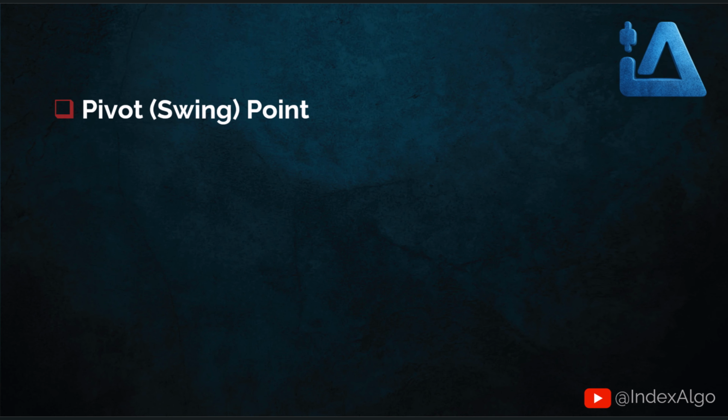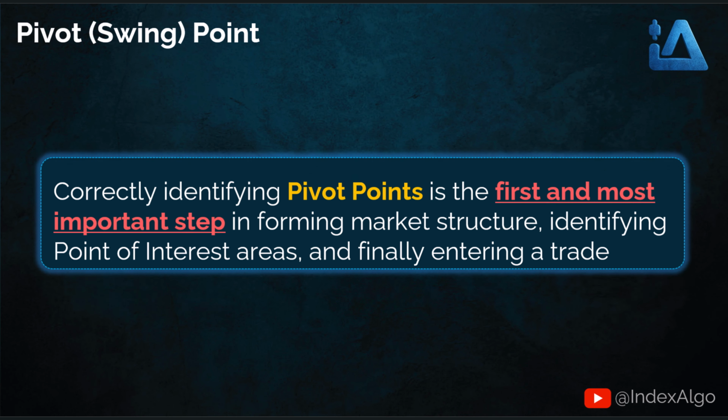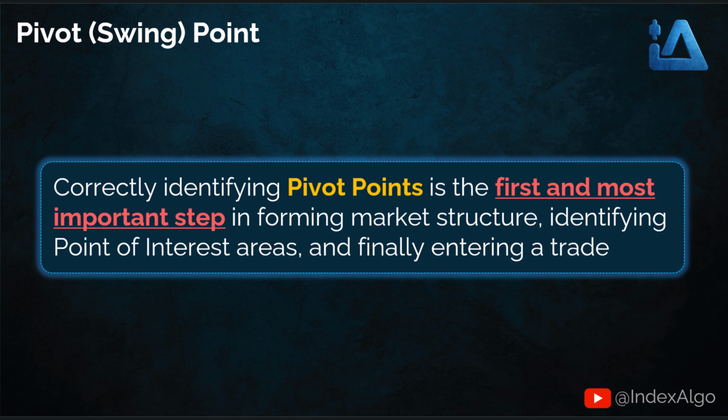Pivot point or swing point. Correctly identifying pivot points is the first and most important step in forming market structure, identifying POI zones, and ultimately entering a trade. It all starts right here. Even a small mistake in identifying pivot points can make us read market structure the wrong way.